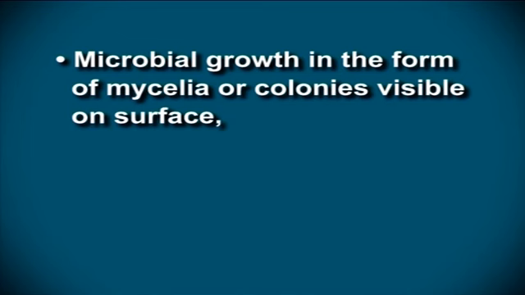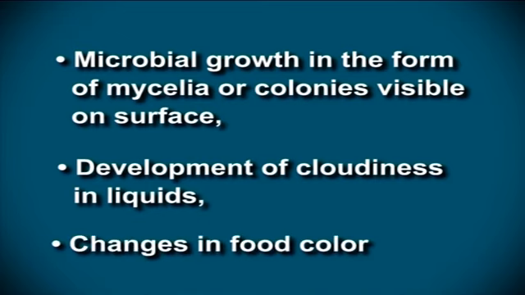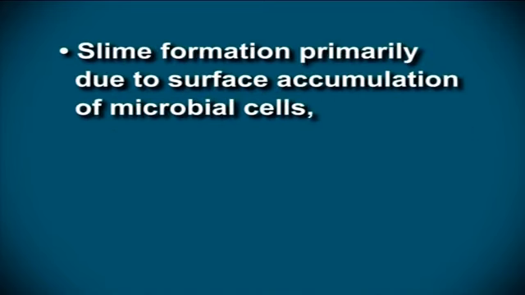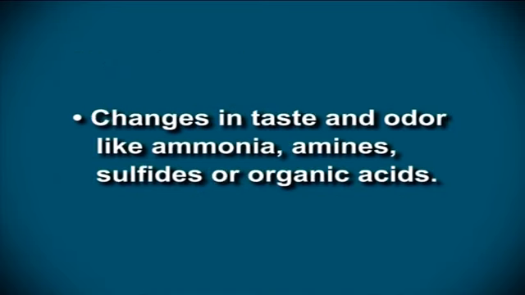What is food spoilage? We refer to food as spoiled when a food looks bad, which means that there is microbial growth in the form of mycelia or colonies visible on the surface, development of cloudiness in liquids, or changes in food color. Food spoilage causes textural changes like slime formation, primarily due to the surface accumulation of microbial cells, and tissue softening due to enzymatic degradation, for example, soft rot of veggies. Changes in taste and odor like ammonia, amines, sulfides or organic acids.